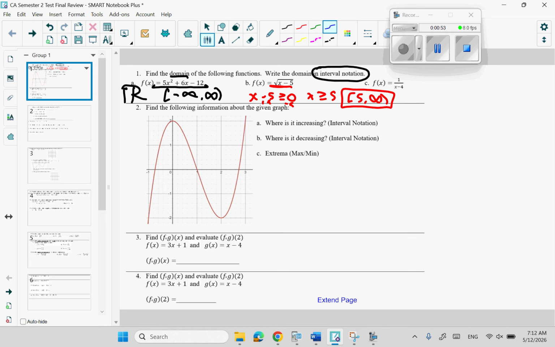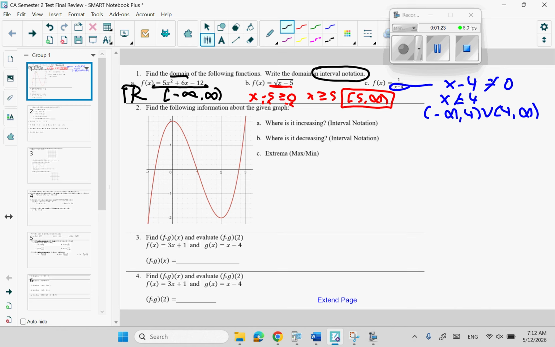Okay. And here, can't divide by 0, so I know that x minus 4 cannot equal 0. So we know that x cannot equal 4, therefore negative infinity to 4 union 4 to infinity. Because x can't equal 4, these have to be parentheses because we get every number below 4 and every number after 4.